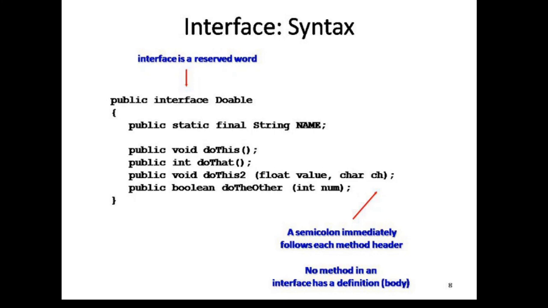Then there is doThis2, another method that takes two arguments: first a float and the other a char. It returns nothing, that is void. And the last method declared inside this interface is doTheOther, which takes an integer as argument and returns a boolean as its return type. With each declaration there should be a semicolon immediately following each method header. No method in an interface has a definition or body.